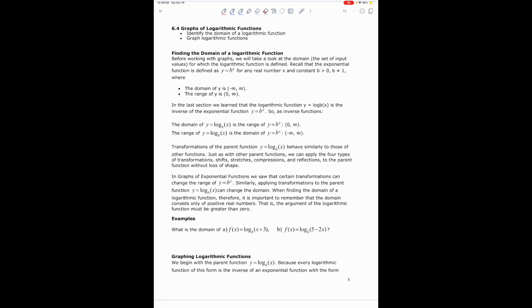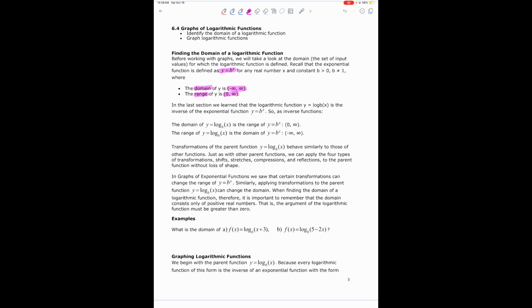Before working with graphs, we will take a look at the domain, which is the set of input values for which the logarithmic function is defined. Recall the exponential function that we defined as y equals b to the x power for any real number x and a constant b greater than 0 and not equal to 1, where the domain of the exponential function was all of the real numbers from negative infinity to positive infinity. The range of the exponential function was from 0 to positive infinity, exclusive of 0.